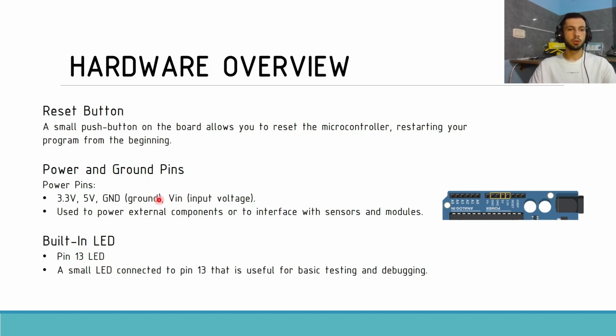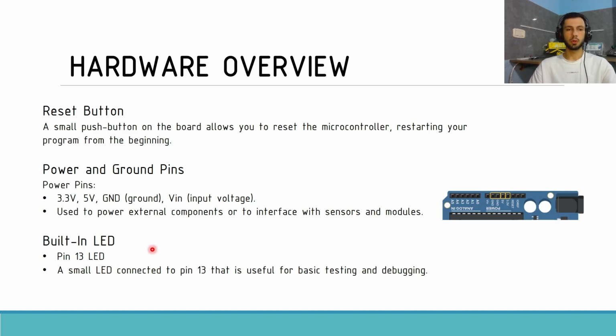The next point to talk about is the power and the ground pins. As you can see here in the slideshow, you have the 3.3 volt pin, the 5 volt pin, and the ground pins. These pins are used to power external components or to interface with sensors and modules.